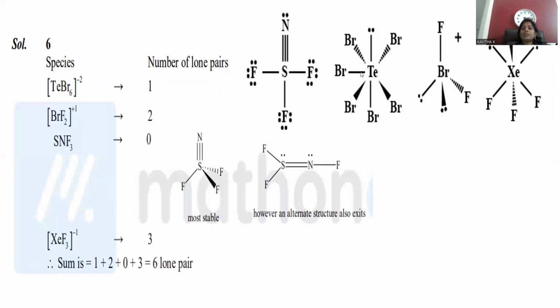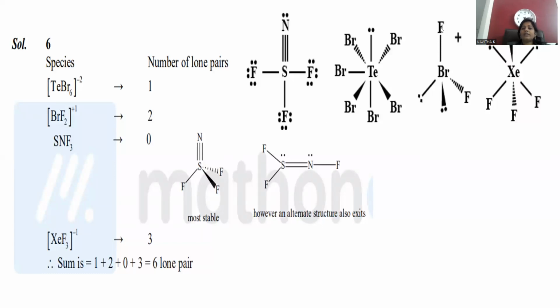Okay. Around the tellurium, how many bromines are there? 6 bromines are there. You can accommodate all 6 bromines over here. Whenever 6 bromines are accommodated, one lone pair is also accompanied with the tellurium, so one lone pair is present over here, right?